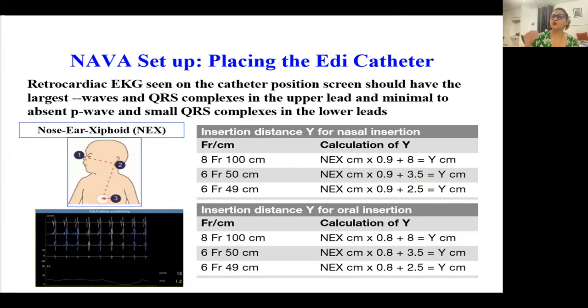You can titrate later, but what you need to know at the start is what NAVA level I will start with and how much length I am going to put to begin with. How to titrate will come next. So this is the length you will calculate to begin with. For oral insertion, if 8 French 100 centimeter, NEX into 0.8 plus 8. If 6 French 50 centimeter, NEX into 0.8 plus 3.5, and for 49 centimeter, NEX into 0.8 plus 2.5. So these are the lengths given. This is how you calculate the length.